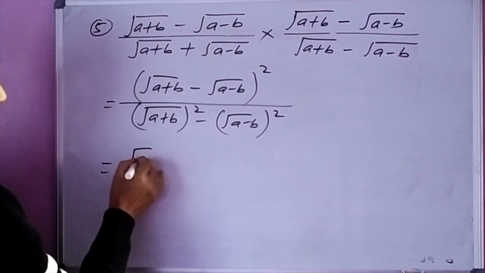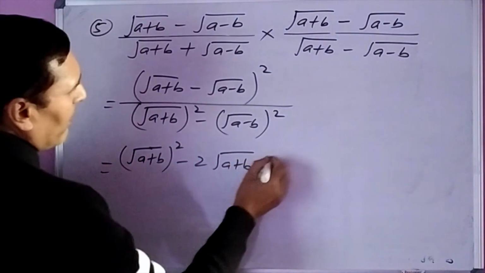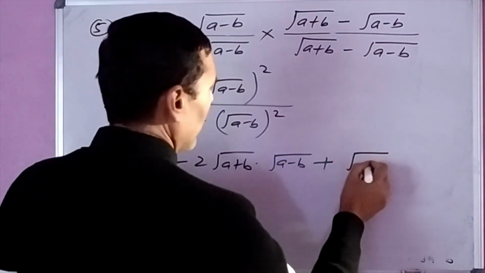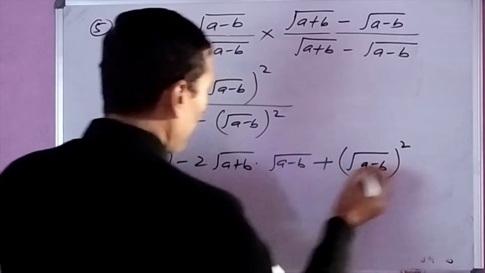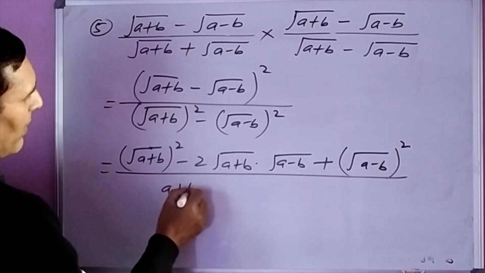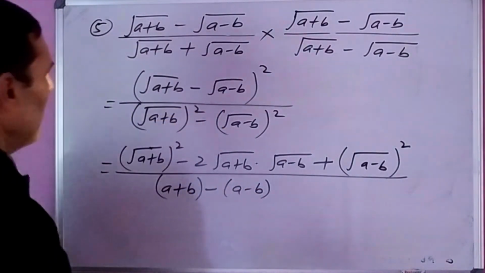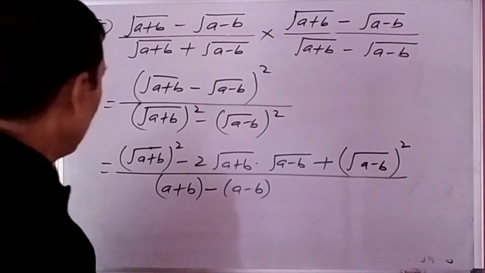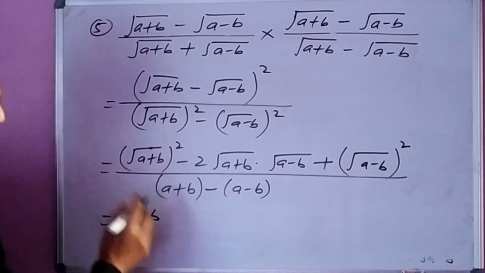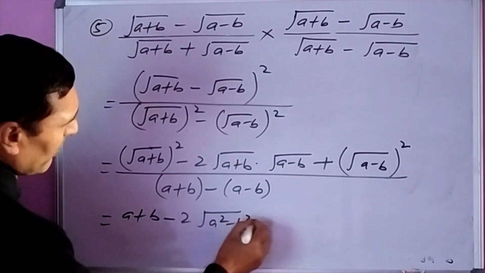What is a? Under root a plus b. It is a square minus 2 under root a plus b under root a minus b and plus under root a minus b whole square, whole upon this is a plus b minus a minus b, because this square and root will be cancelled here. Now it is simply a plus b. Here also this square and root square, it is square, so it is cancelled. 2 under root a plus b, a minus b, it is a square minus b square, also we can write.